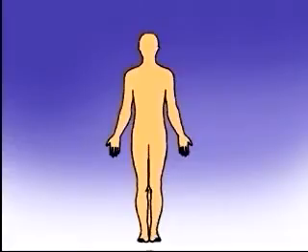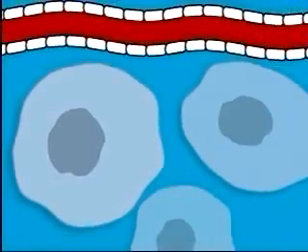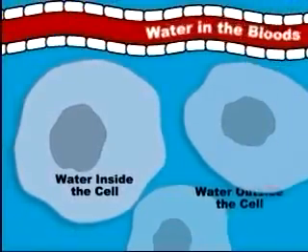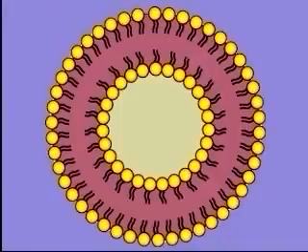Our bodies are made up of approximately 60% water and trillions of cells. The water can be found inside the cells, outside the cells, and in the bloodstream. The location of water and the phospholipid, hydrophilic, and hydrophobic ends enable the membrane to form a bilayer of lipids.